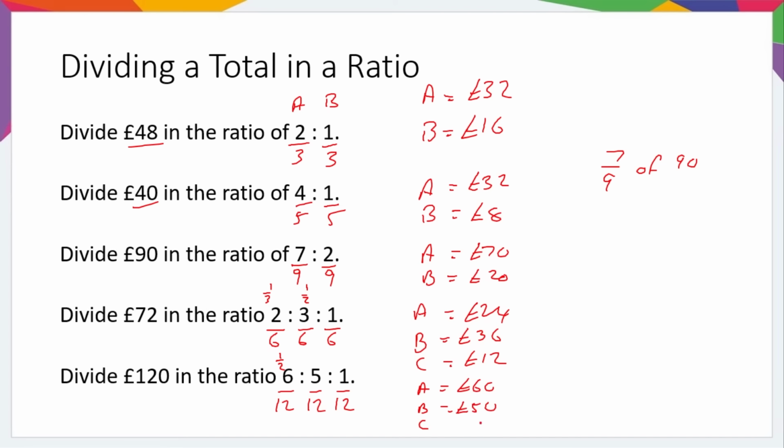And to be honest, at this stage, if you're feeling like you never make a mistake, person C, you can just simply do 60 plus 50 is 110, so there's £10 left over, or you can just work out a 1/12 of 120. It's up to you.